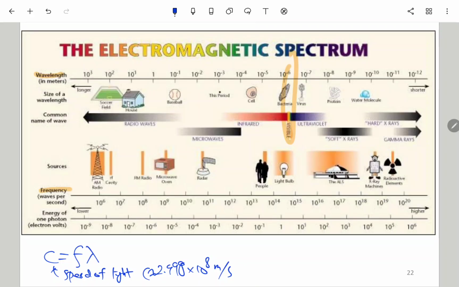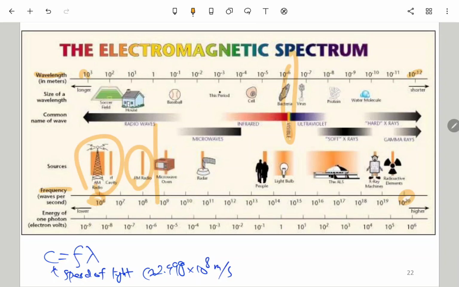You can see the wavelength on this side is very small, 10 to the negative 12. On the other side it is very long. This side is very high frequency, and this side is very low frequency. From the very left side, it can be something like AM radio and FM radio, though you seldom listen to the radio nowadays.